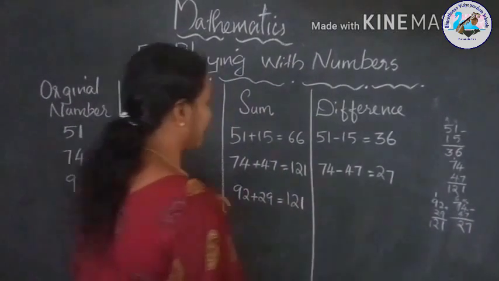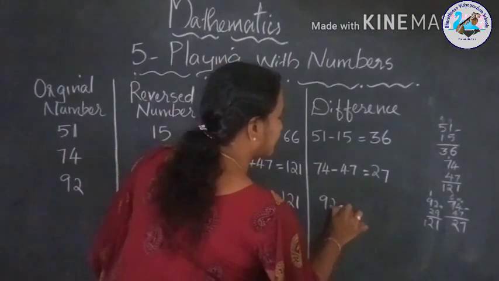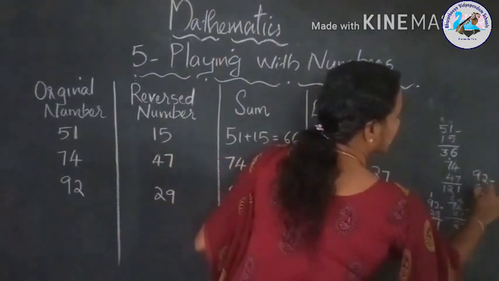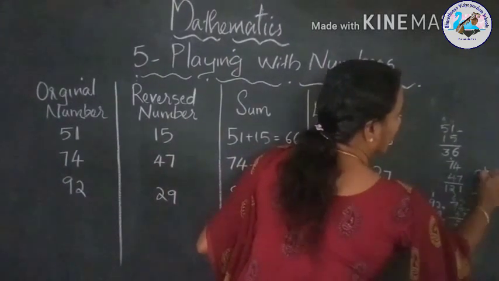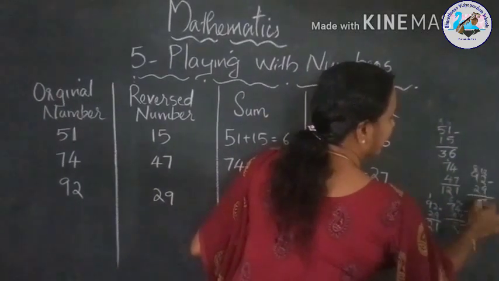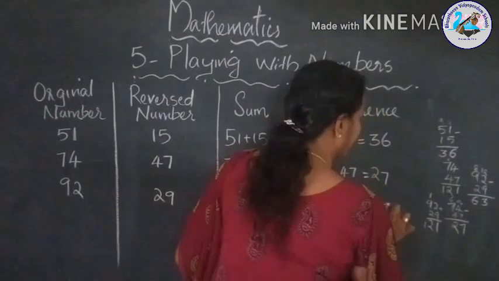121. Then the difference, 92 minus 29. Here 12. 12 minus 9 is 3. Here 8. 8 minus 2 is 6. So 63.